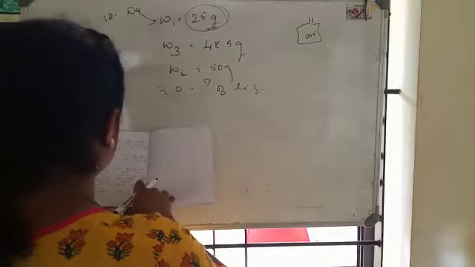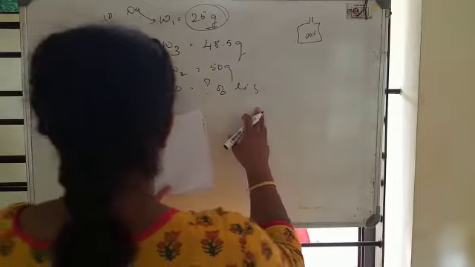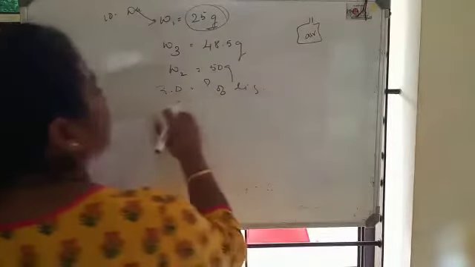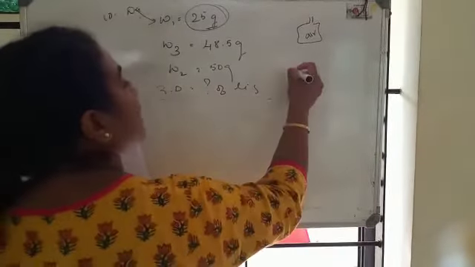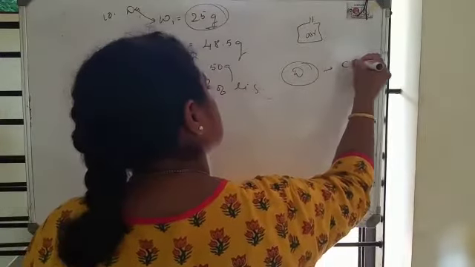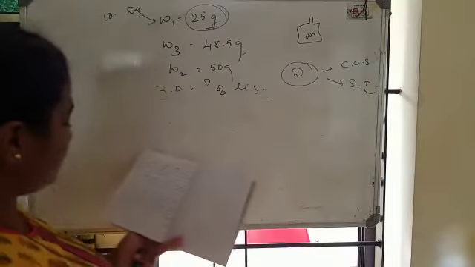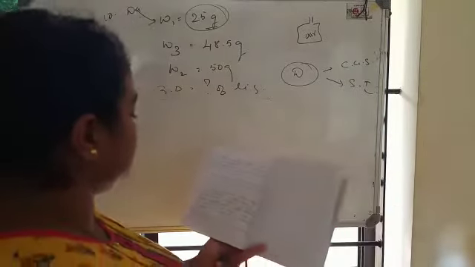Calculate the relative density of the liquid and express the value of its density in CGS and SI system. They are asking the value of density. They want us to calculate the value of density in CGS and in SI system, both. This is the question.